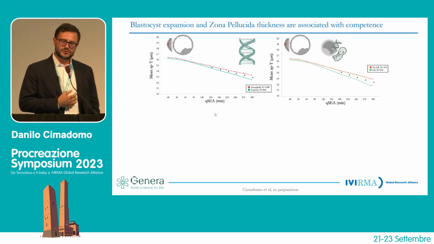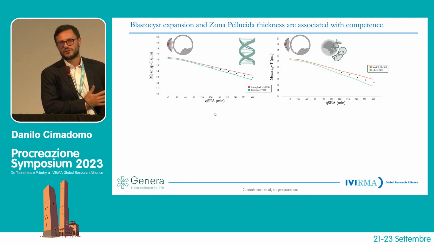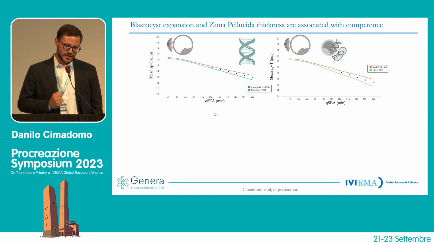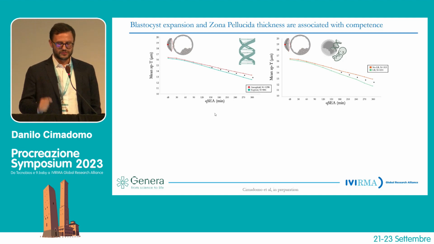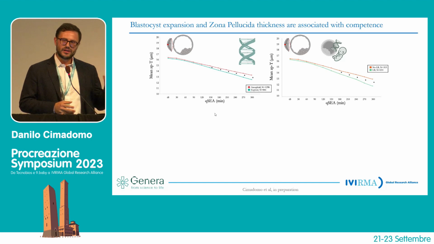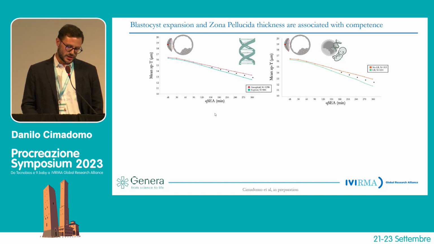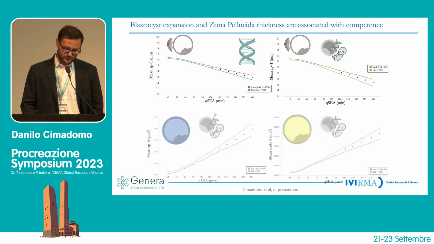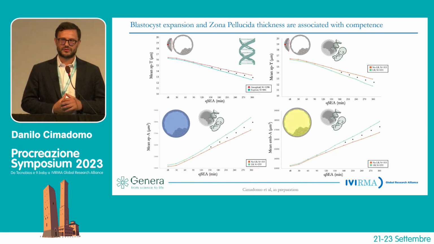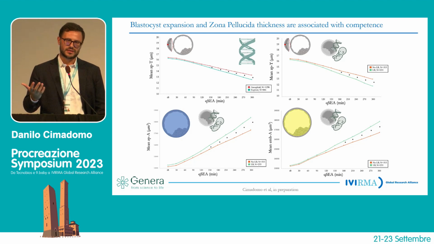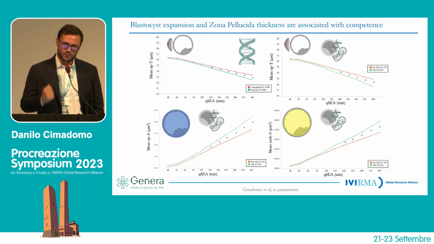What's interesting is that already 150 minutes after the beginning of blastulation, euploid embryos undergo a more intense and quicker thickening of their zona pellucida, and so do euploid embryos that implant compared with euploid embryos that do not implant. So perhaps this might be an interesting further biomarker that we can investigate in the future. And even in the expansion of the embryo, euploid embryos that result in a live birth expand more and faster than those that do not result in a live birth.